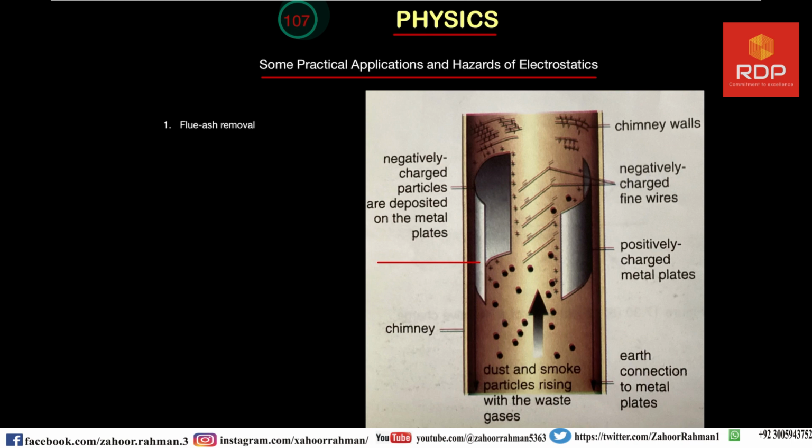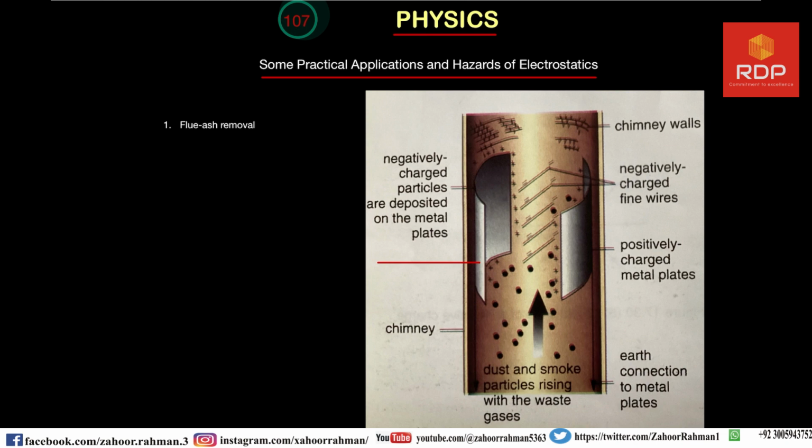107th of physics. In today's lecture, we are going to discuss some practical applications and hazards of electrostatics. On one hand, if electrostatics has advantages, on the other hand, there are disadvantages as well. So we will discuss both of them in today's lecture. First, we are discussing the practical applications of electrostatics.